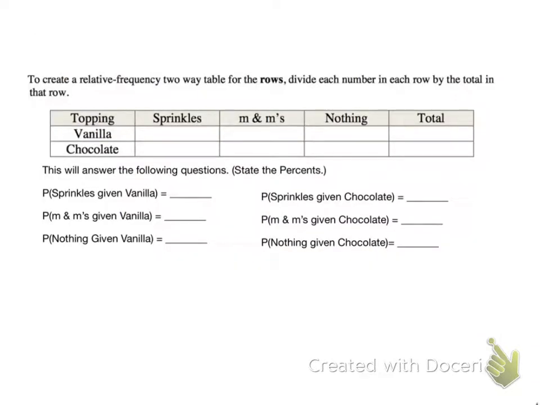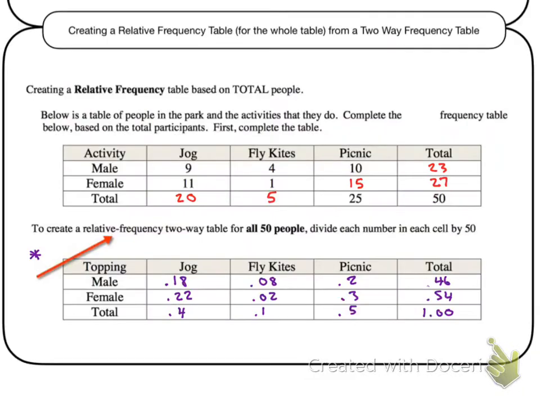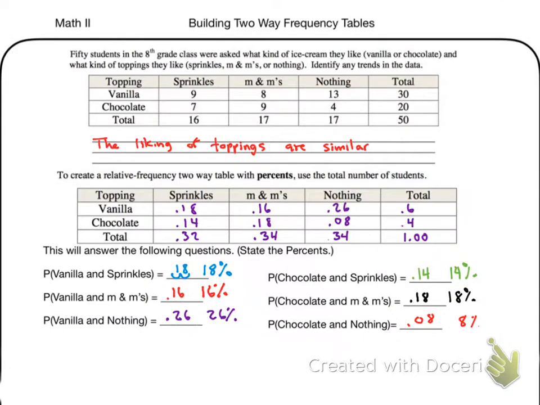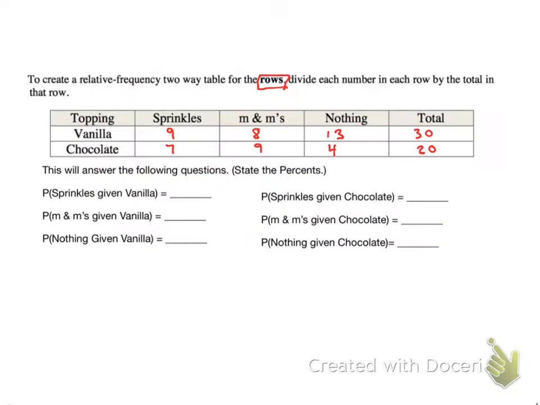Okay, so now a relative frequency table for the rows. Divide each number in each row by the total in that row. So we have to go back and get the numbers that we have up here, and we have to input them over there. So I'm going to pause again and take some time to transfer these numbers over. Okay. So remember, rows, we're looking at vanillas, and then we're looking at chocolate, right? So rows go left and right.